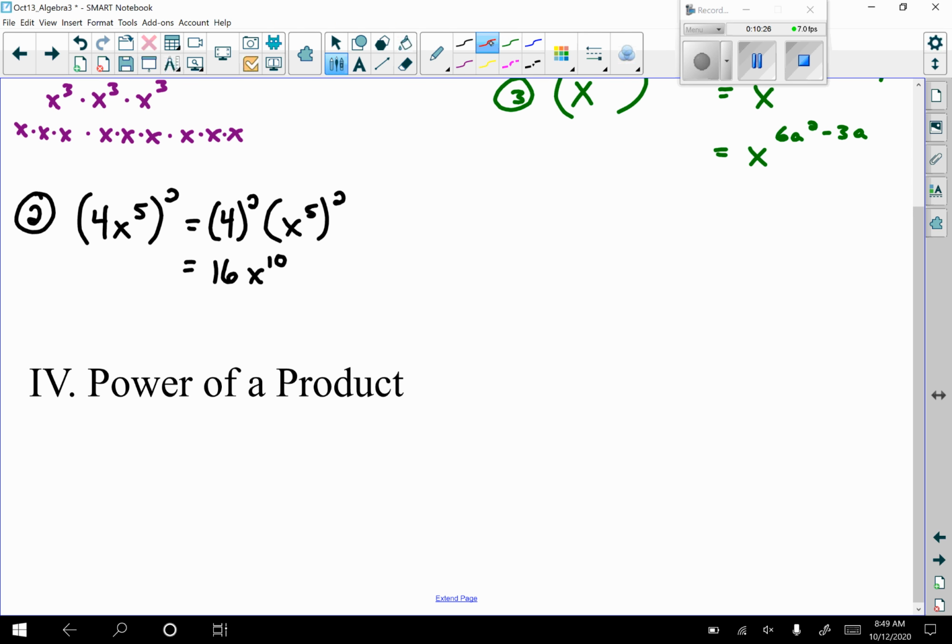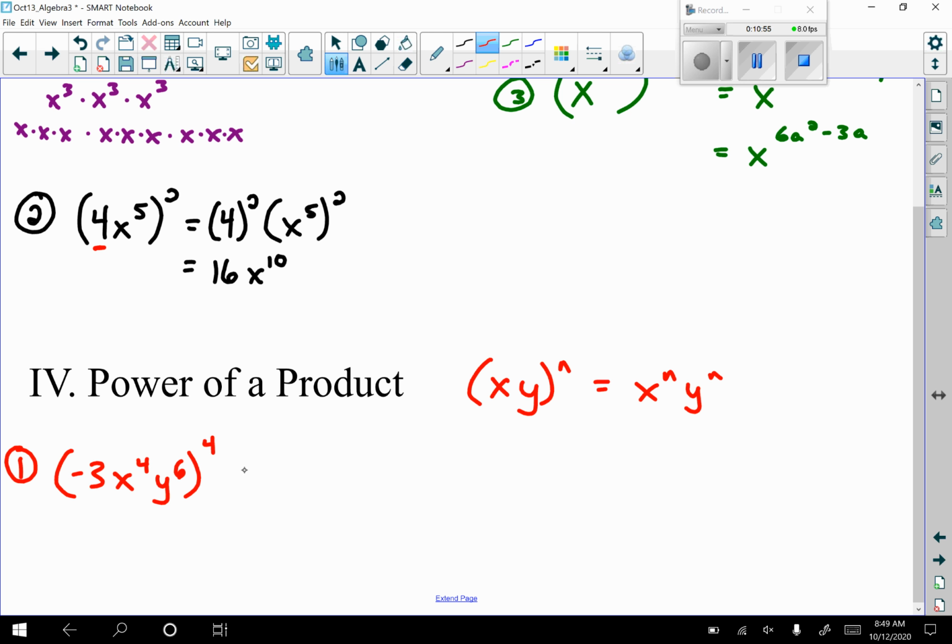All right, now power of a product, like I kind of showed in here, we have a couple things inside. So let's say we have x times y to the nth power. All this is saying is everything inside gets raised to the power on the outside. So let's take a look here. Let's say I have negative 3, x to the 4th, y to the 6th, and I want to raise this to the 4th. So I'm going to take negative 3, raise it to the 4th. Notice how I kept that in parentheses. x to the 4th, raise that to the 4th. And then y to the 6th, raise that to the 4th.